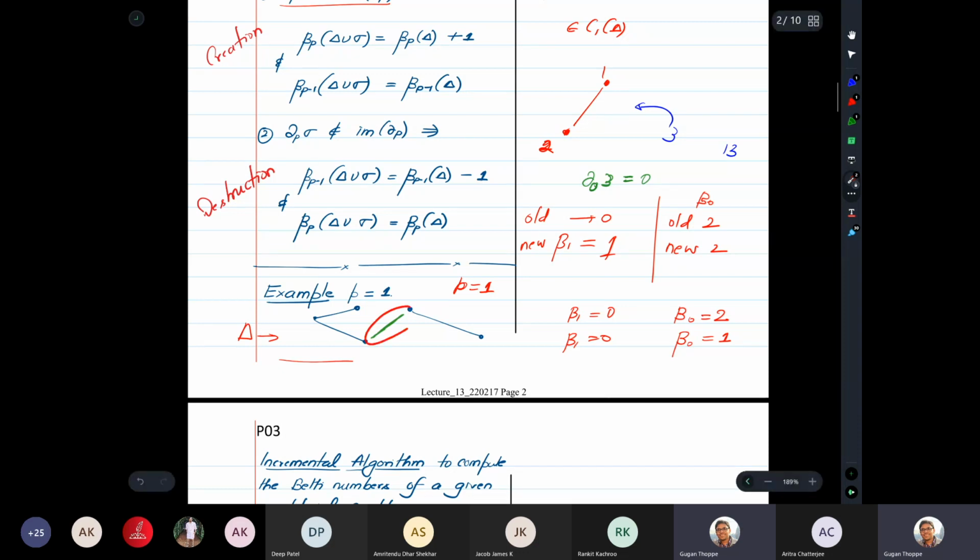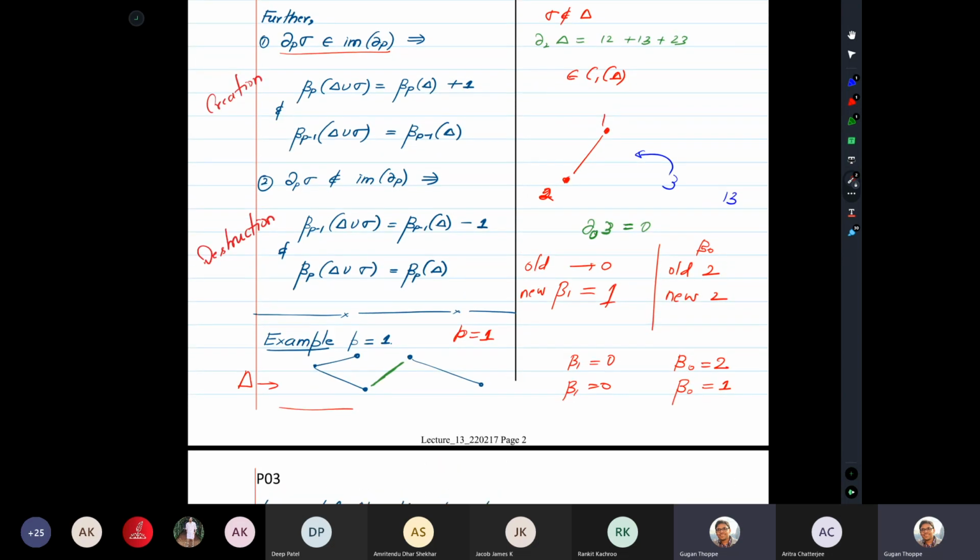Is this okay? There was some destruction. So when I added this blue edge, there was creation, whereas when I added this green edge, there was destruction. And this is exactly what this proposition above is trying to capture. When you try to add a p-dimensional face, either you could create a p plus 1 dimensional hole, or you could destroy a p-dimensional hole. That's what this proposition is trying to tell us, right? And it is also telling us the condition under which this should occur.